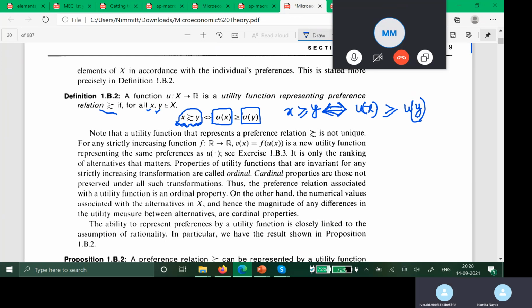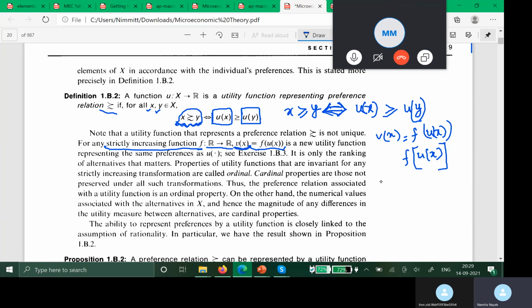Then there is this real number set. It's just mathematical; they are writing that it's a real number, so that's why they write this function. Any strictly increasing function f on the real numbers gives a utility function v of x. This is derived from the original utility function, which is u of x. So u of x is a function, and it has another function over it.